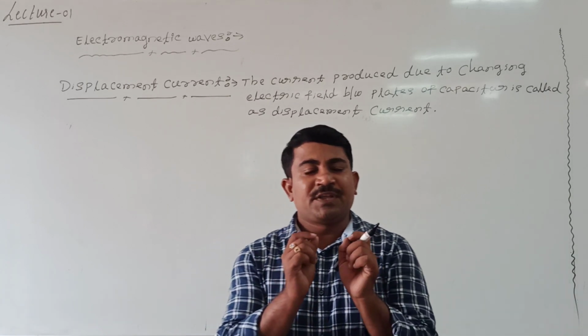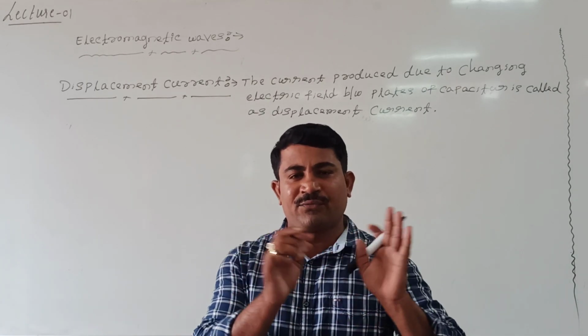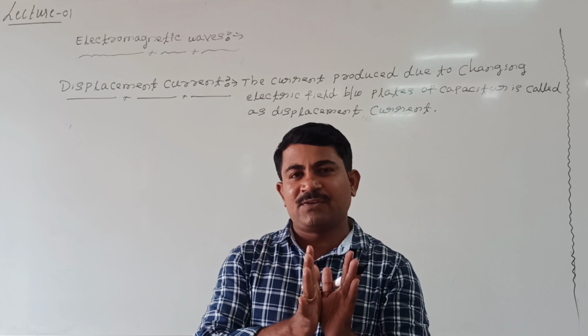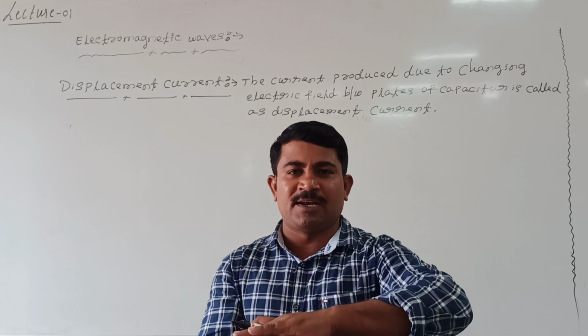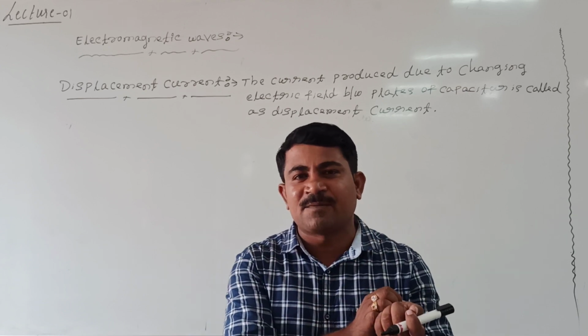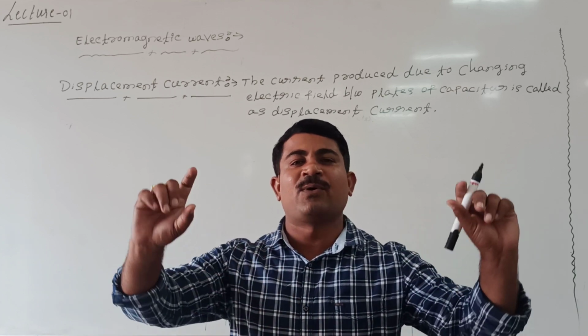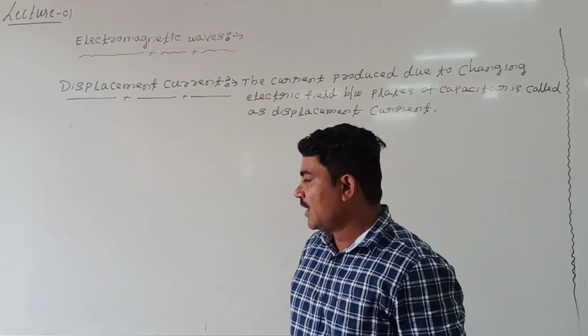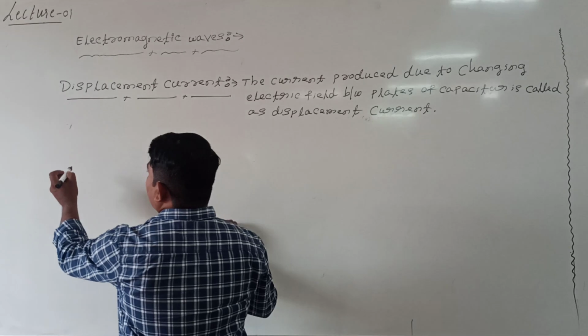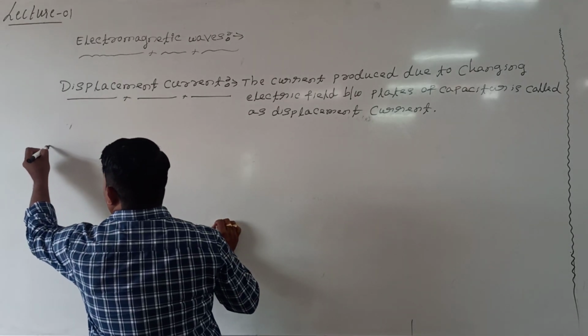Look at me. Displacement current is not due to flow of charges. How is it produced? It is produced due to changing electric field. But how is the conduction current produced? Conduction current is produced only due to the flow of charges. Remember, look at me. Once again I will draw. Simple, I can take, this is nothing but a parallel plate capacitor.